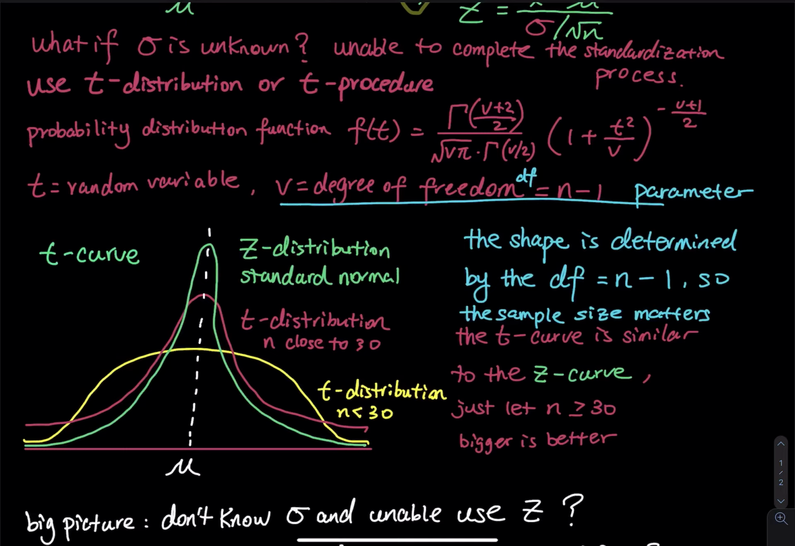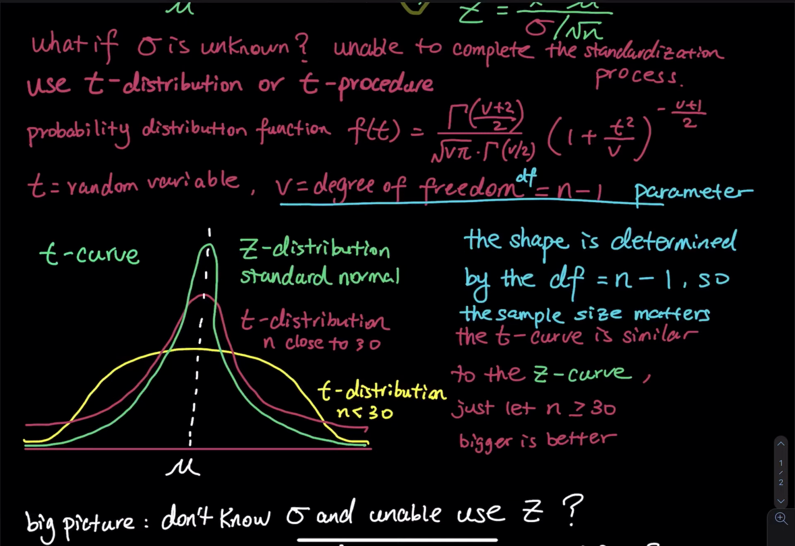So when n is very small, we have something that looks like a semicircle. So what if you increase the sample size a little bit? If you increase the sample size, that means you increase the degree of freedom a little bit. So the degree of freedom changes the shape of the t curve.